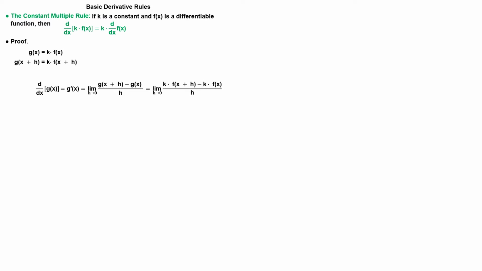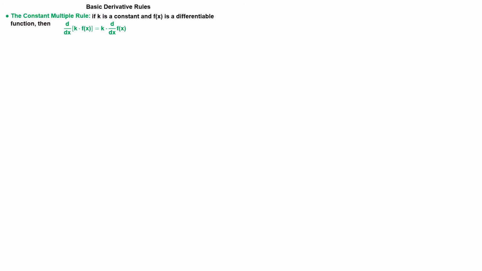k is a common factor in the expression in the numerator of the function, and it can be taken out as a common factor from the terms. So factoring and using the definition of a derivative, we obtain the constant multiple rule. This rule says that the derivative of a constant times a function is the constant times the derivative of the function.